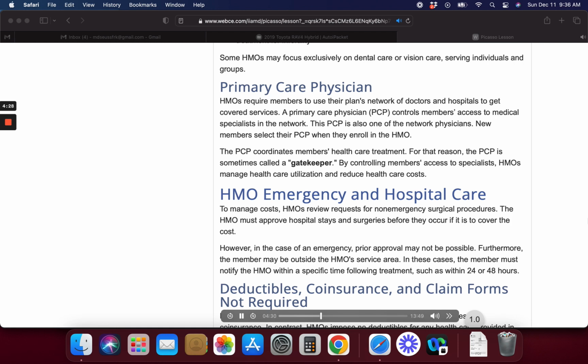Deductibles, coinsurance, and claim forms not required. Major medical insurance policies try to control costs through deductibles and coinsurance. In contrast, HMOs impose no deductibles for any health care provided in their network. The reason for this is that HMO services, like all managed care plan services, are considered prepaid by the members' premiums. Nevertheless, HMOs usually require a modest copayment from the member, copay, for each doctor visit or health service, such as $15 or $30.